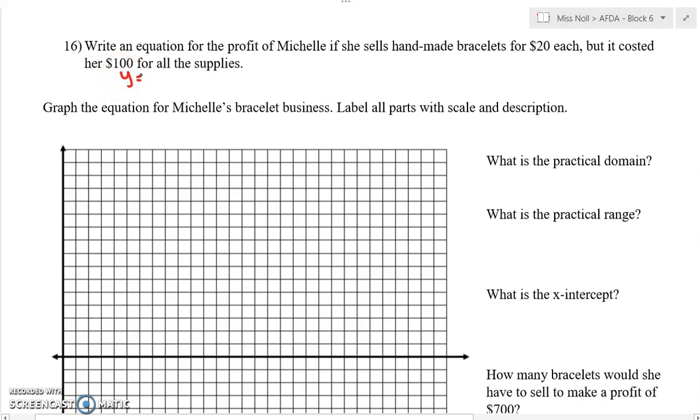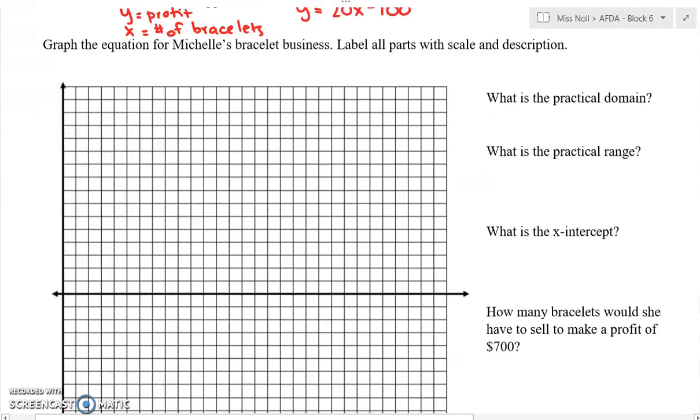So I would make, whether you call it Y or not doesn't really matter, I'm just going to call it Y to represent the profit, and then X would be the number of bracelets. So her profit is going to be, for each bracelet she sells she gets $20, so that'd be 20 times X. But it cost her $100 for all the supplies. So if we're thinking about profit, $100 is going to be taken away because it was her cost. So we're going to subtract 100 from that. So this tells us that our y-intercept is actually going to be negative.